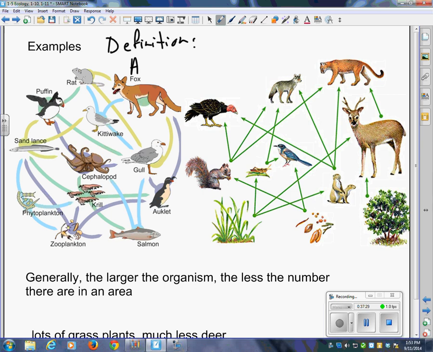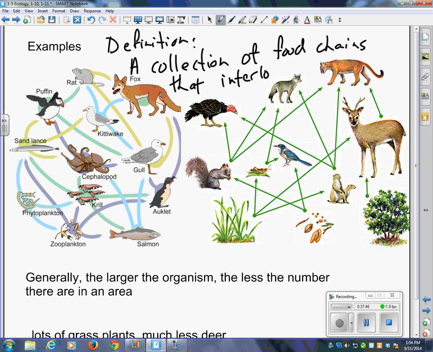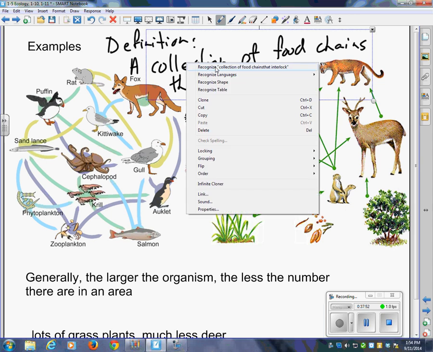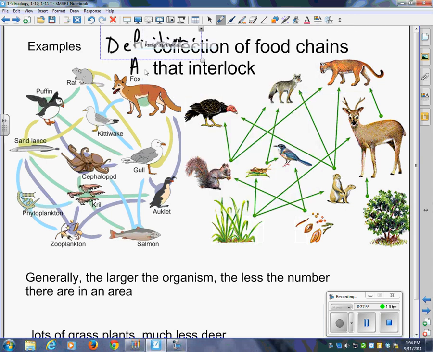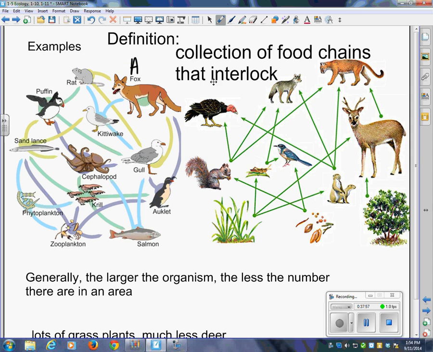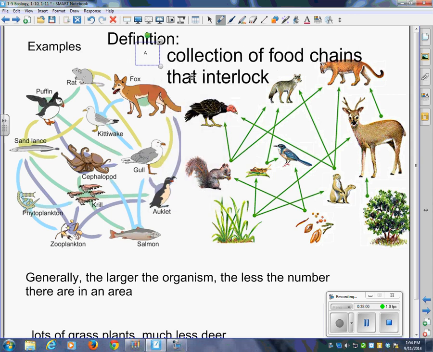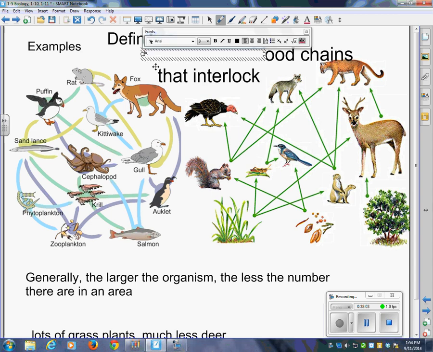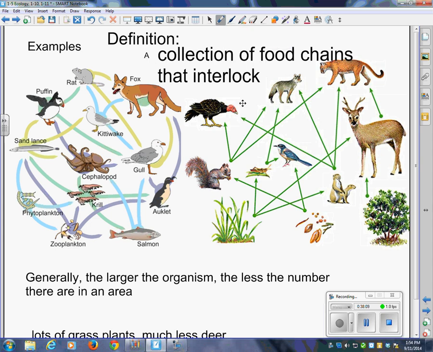Okay. How about, can we say a collection? Can we start with that? And then we'll add in Josh's stuff. A collection of food chains that interlock. Does that sound good, Josh? Reese, you good with that? Collection of food chains interlock.